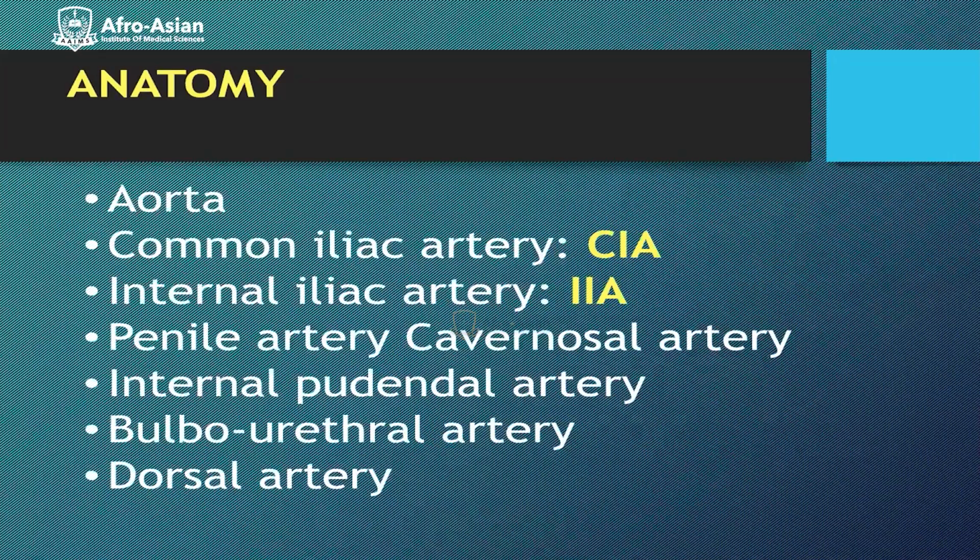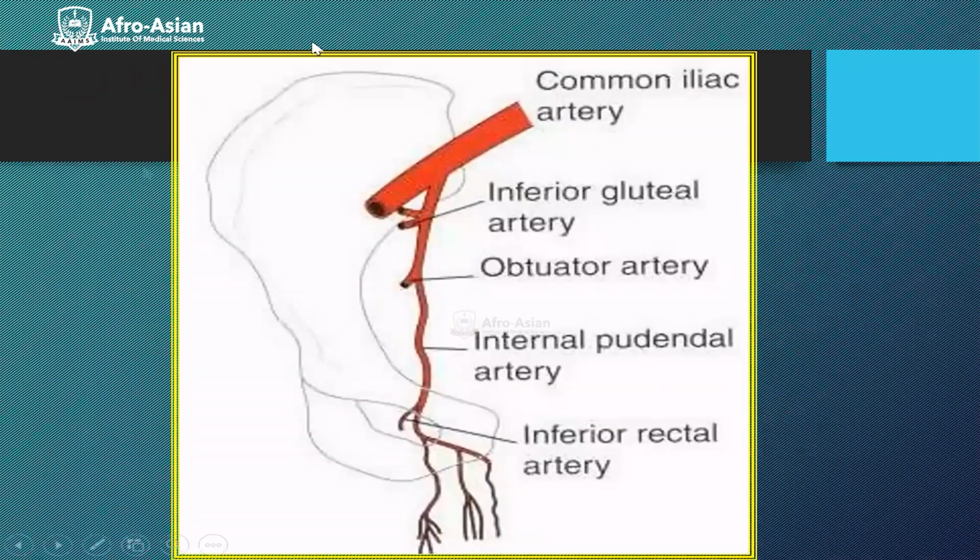So, if we look at the anatomy, the first thing which is important is the aorta, then the common iliac artery, internal iliac artery, the penile artery, cavernosal artery, internal pudendal artery, bulbourethral artery, and dorsal artery. Here you can see the common iliac artery. With this is the branch, which is the inferior gluteal artery, obturator artery. This is the internal pudendal artery, inferior rectal arteries.